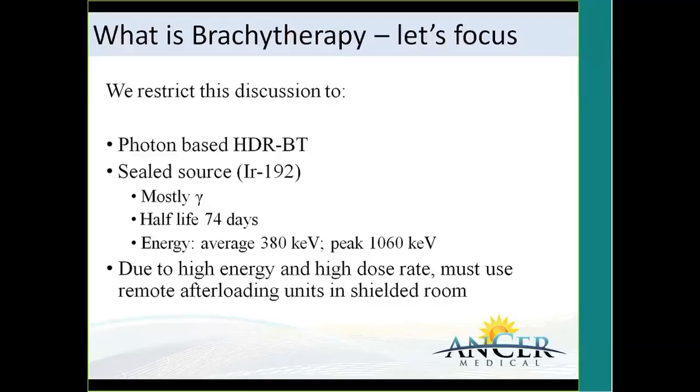The iridium-192 is largely a gamma emitter. It has a half-life of 74 days, and it is considered a high-energy source with an average energy of about a third of an MeV and a peak energy of just over 1 MeV. And just to give you an idea, this is comparable to the energy from cobalt. So if any of you have had experience with old cobalt machines for teletherapy, you're talking about the same energy range. A cobalt machine has an average energy of 1.25 MeV.